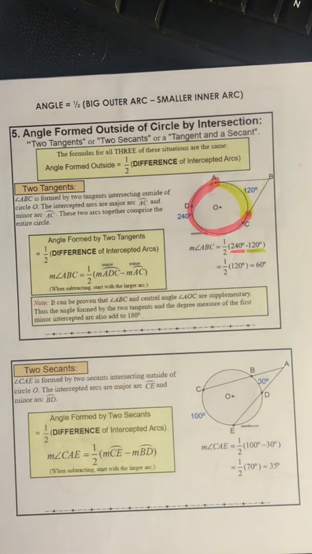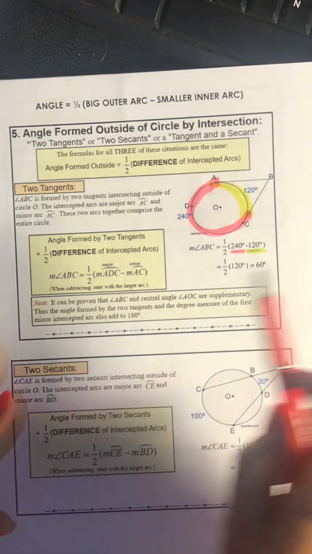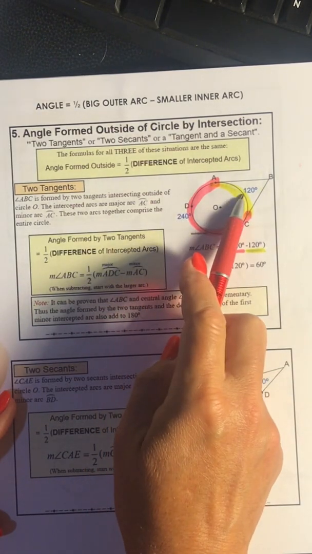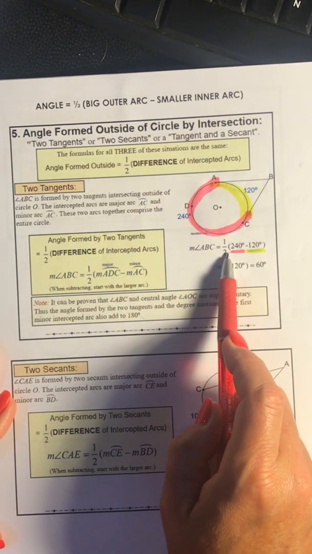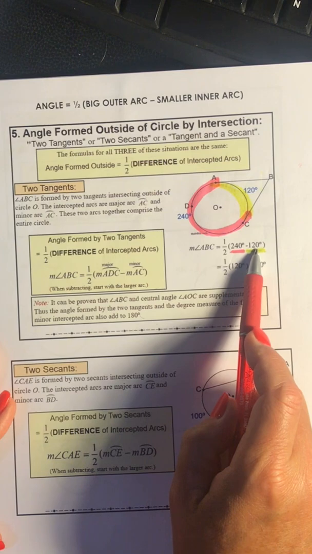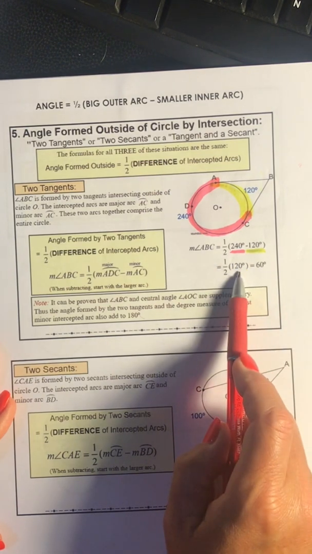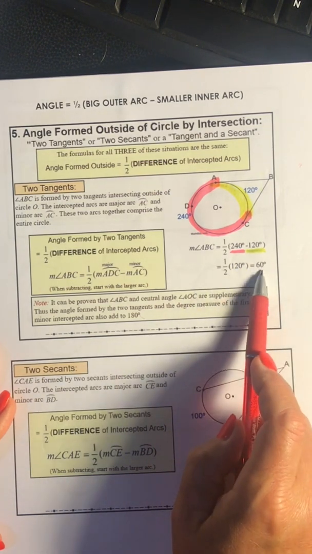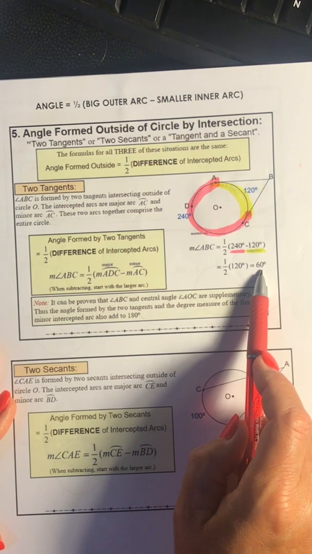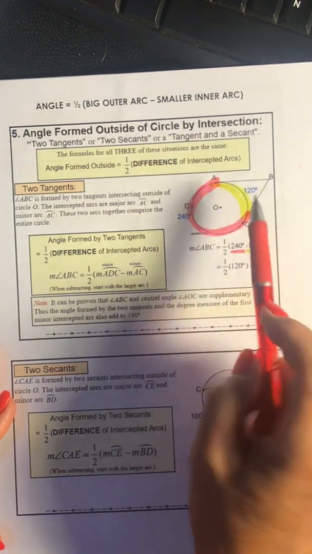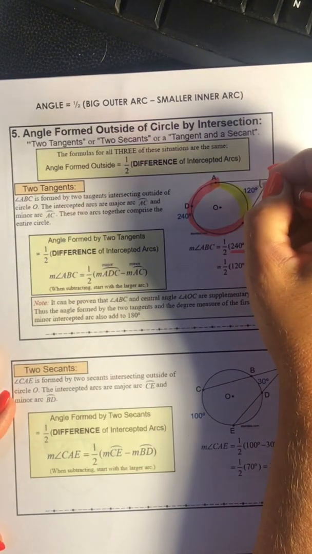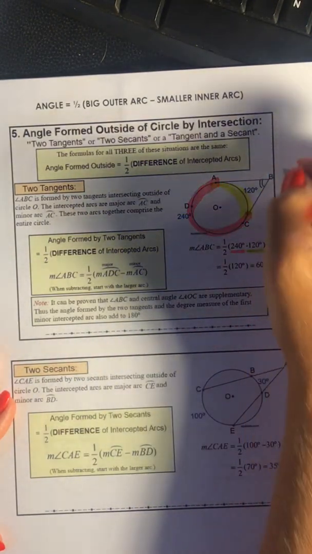So we subtract 240 minus the 120, the big arc minus the little arc, and take half of it. So 240 minus 120 is 120. Half of 120 is 60 degrees. So this measure of angle ABC, this angle right here, is going to be 60 degrees.